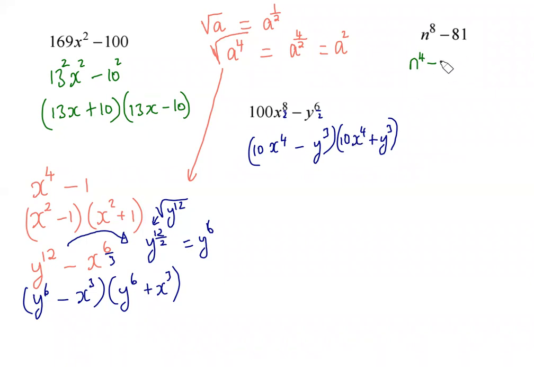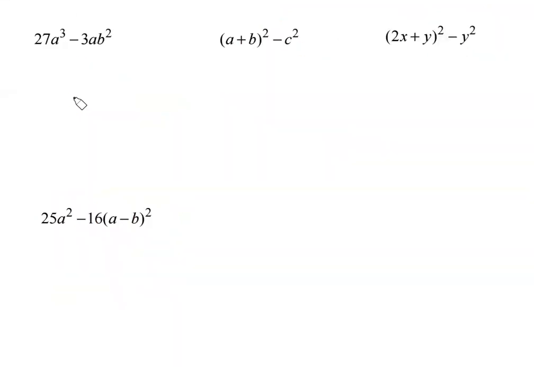Then here it is going to be n^4, root of 81 is 9. So n^4 minus 9, then n^4 plus 9. That will be our final answer, because the root of 81 is 9, and the root of n^8 is n^4. We divide 8 by 2, then we get our answer. Okay, let's look at the next, our last slide.